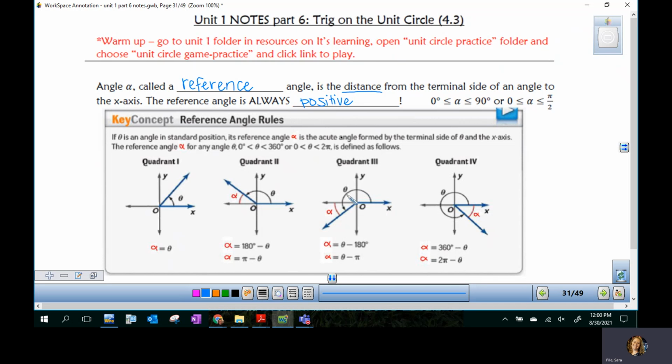If your original angle theta is in quadrant 3, you can see here's the terminal side. Here is now alpha, the reference angle. Okay, so now you've gone past 180, so you have to get back to it. So you take the angle minus 180 or minus pi if you're in radians. And then if your angle is in quadrant 4 here, this would be your reference angle. You're now closer again to the positive side of the x-axis, to 360 degrees. So you would take 360 minus the given angle, or 2 pi minus the given angle if you're in radians.